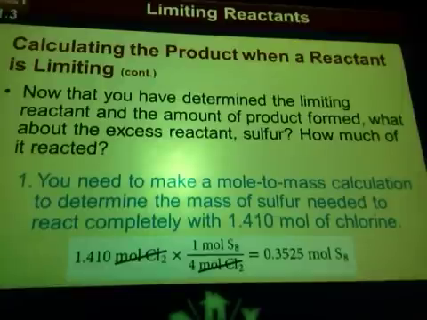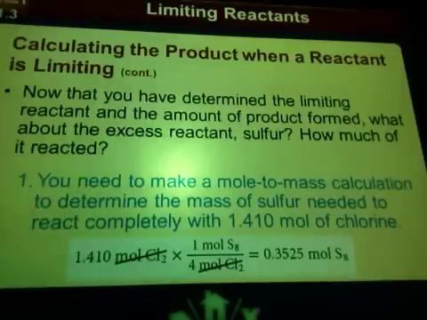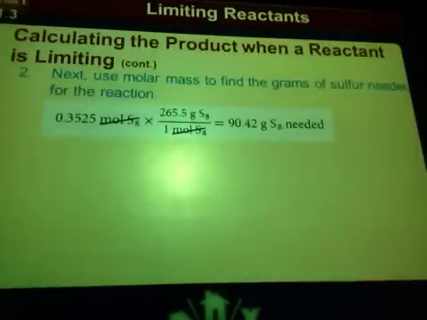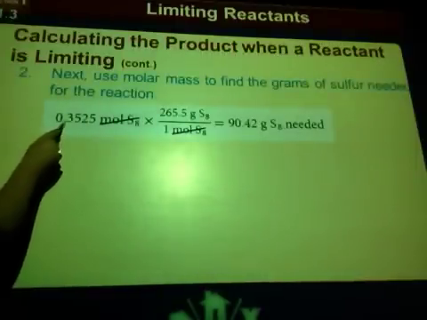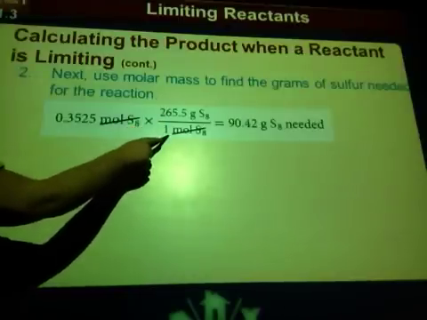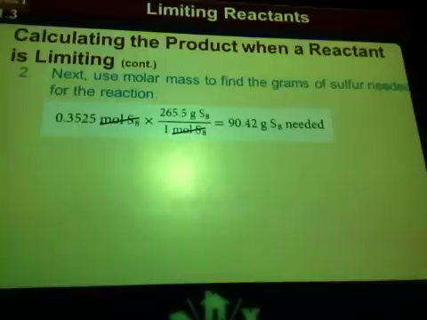So if I want to know how much mass of sulfur reacted in the reaction, now that I have my moles of sulfur, I can use molar mass to find how many grams, which is exactly what we're doing. I just calculated 0.3525 moles of sulfur. I used molar mass, and I found that 90.42 grams of sulfur is needed to make this reaction go, to completely use up that limiting reactant of chlorine.